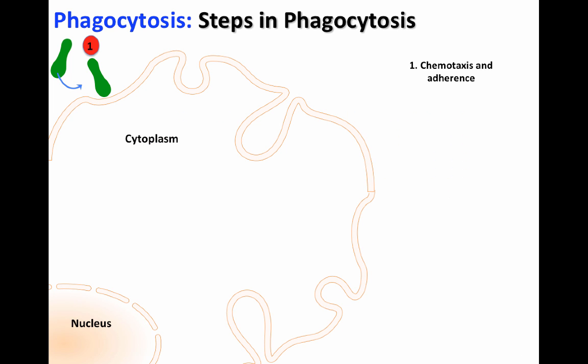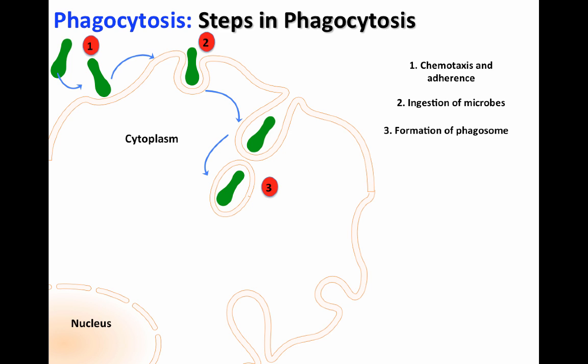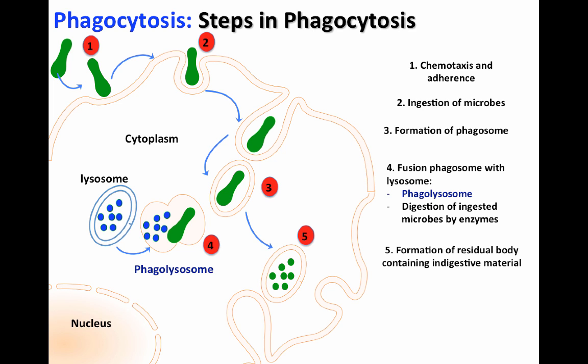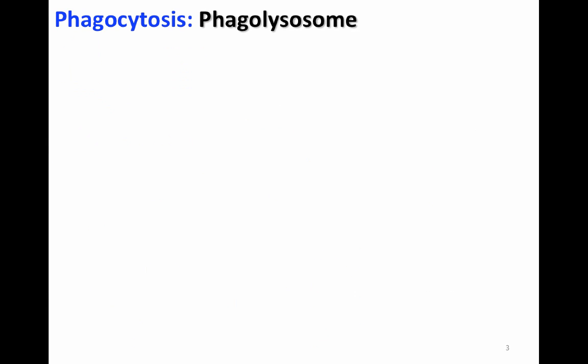The first step in phagocytosis is the chemotaxis and adherence of the microbe to the cell. Then the cell is going to ingest a microbe inside a phagosome. This phagosome is going to fuse with the lysosome to form a phagolysosome, the most important compartment in this process. The next step is the formation of the residual body, which contains indigestible material. This material is going to be discharged by the cell.